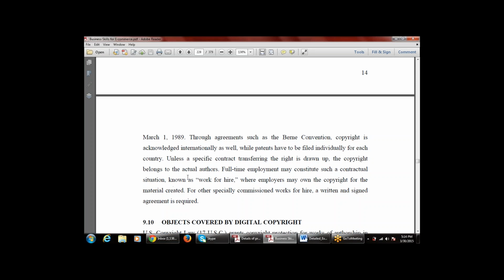Suppose I create one material as part-time work. Whether I get permanent work, contractual work, or work for hire, I can get the copyright. That is only applicable for the material created. For other specially commissioned work, that is work for hire, a written and signed agreement is required. For example, if I am hired in an organization only for one material, and I got the copyright certificate, a written and signed agreement is required for that purpose.